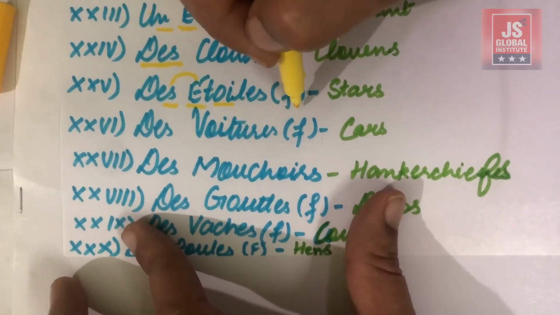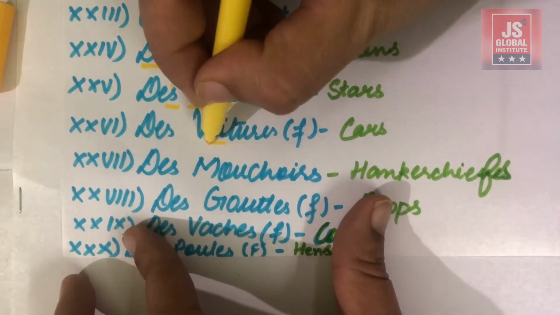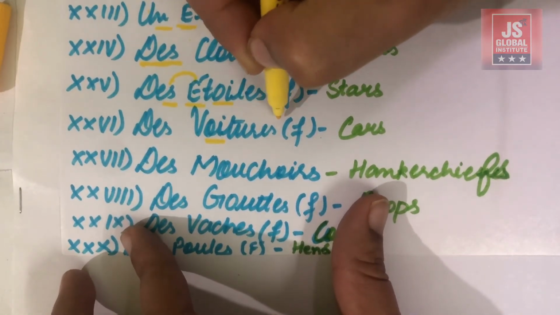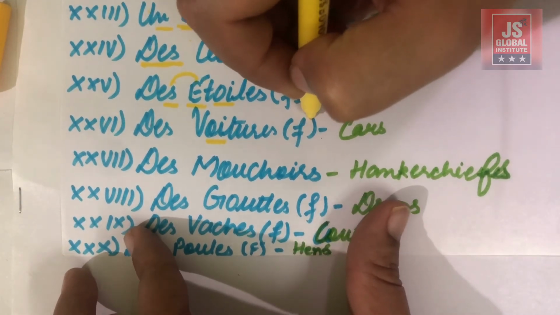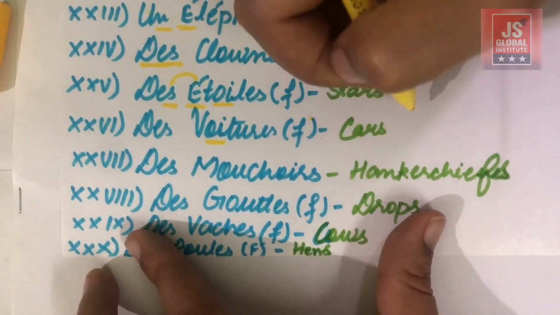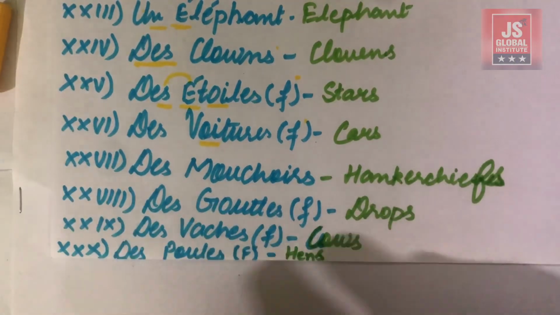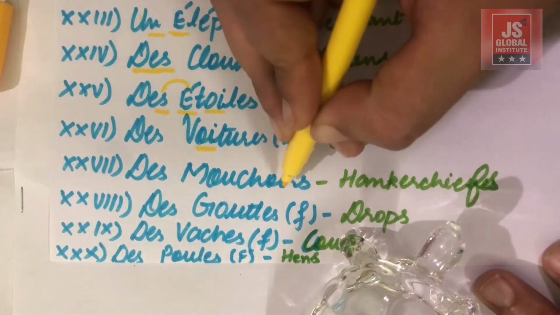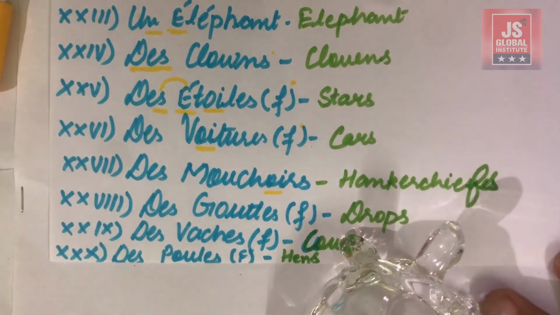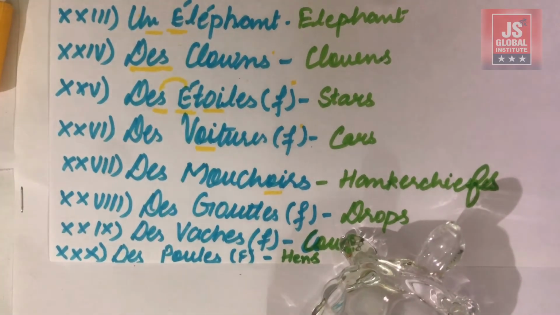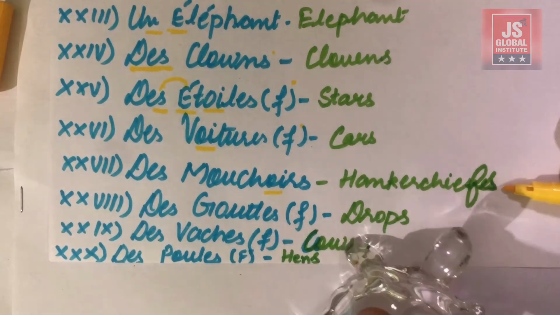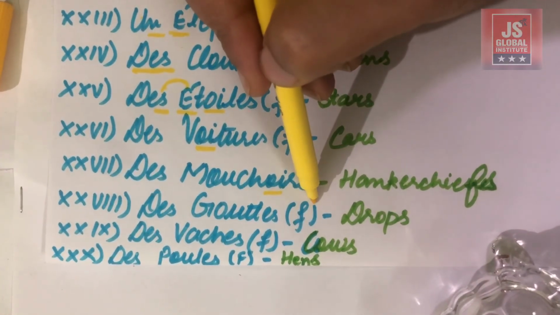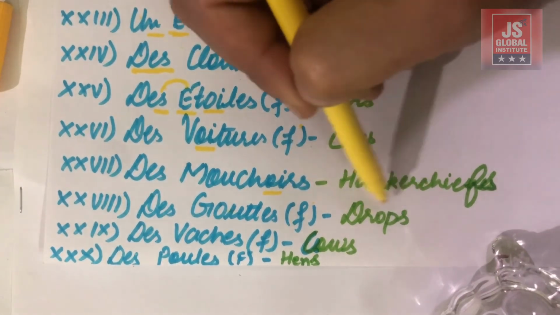Alright, moving on. Des voitures. So here too OI comes and it produces sound like des voitures. Right, they are feminine plural, and what is des voitures? They are cars. Alright, moving on. Des mouchoirs. So here too OI is here, so it comes like wa. Des mouchoirs, that is handkerchiefs. Alright, next is des gouttes, that is feminine. What is goutte? That is drops.